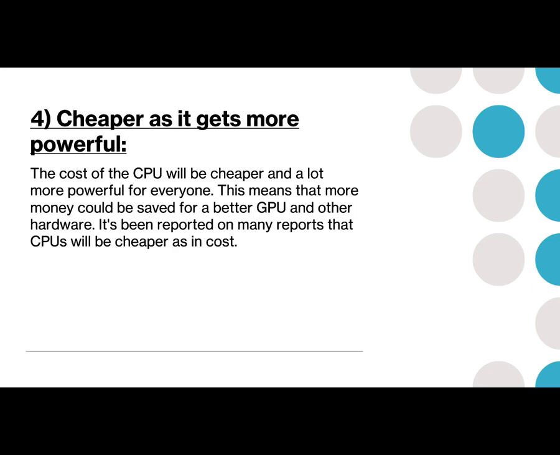Computers cheaper as they get more powerful. The cost of a CPU will be cheaper and a lot more powerful for everyone. This means that more money could be saved for a better GPU and other hardware. It has been reported in many reports that CPUs will be cheaper in cost.